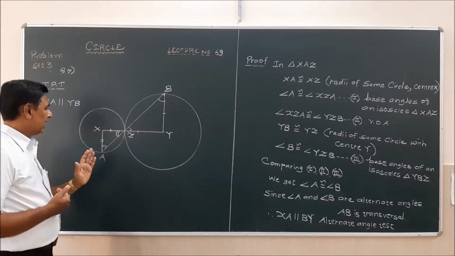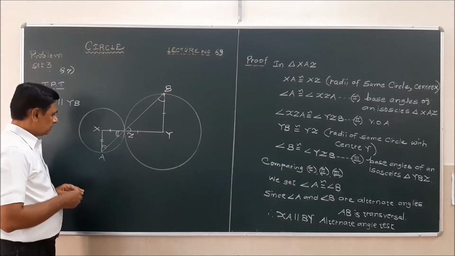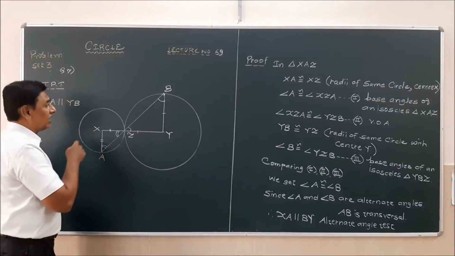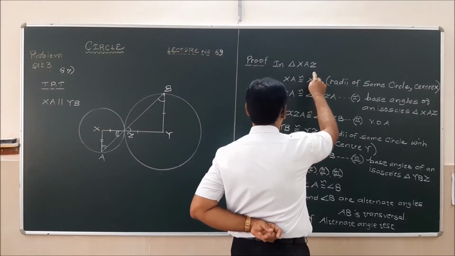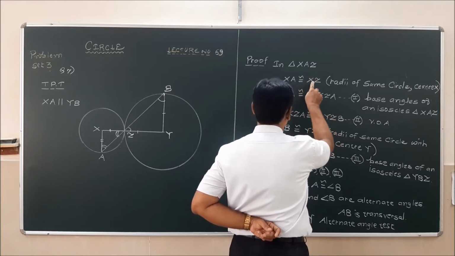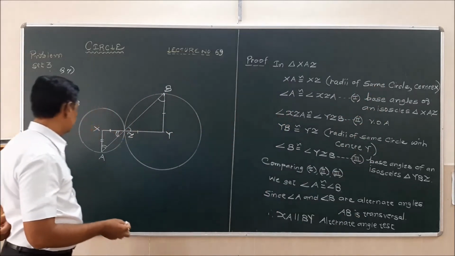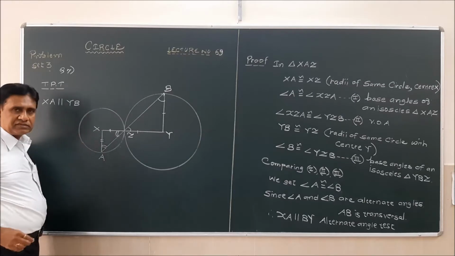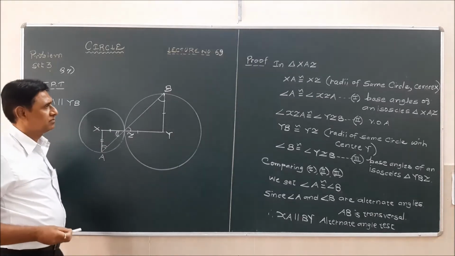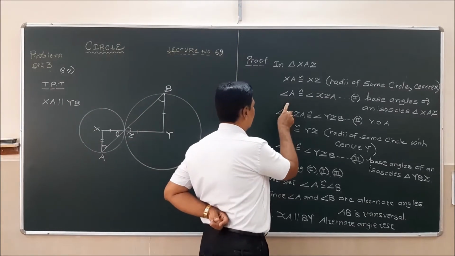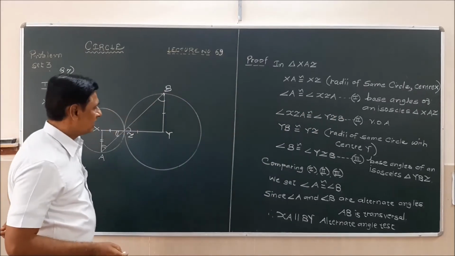We have to prove that XA is parallel to BY. So you will find in triangle XZA, in triangle XAZ or XZA, one and the same, XA is equal to XZ is equal to radius of the same circle with center X. Now you will find XA is radius, as well as XZ is also radius and center of circle is X. So angle A is congruent to angle XZA, that is base angles of isosceles triangle XAZ.